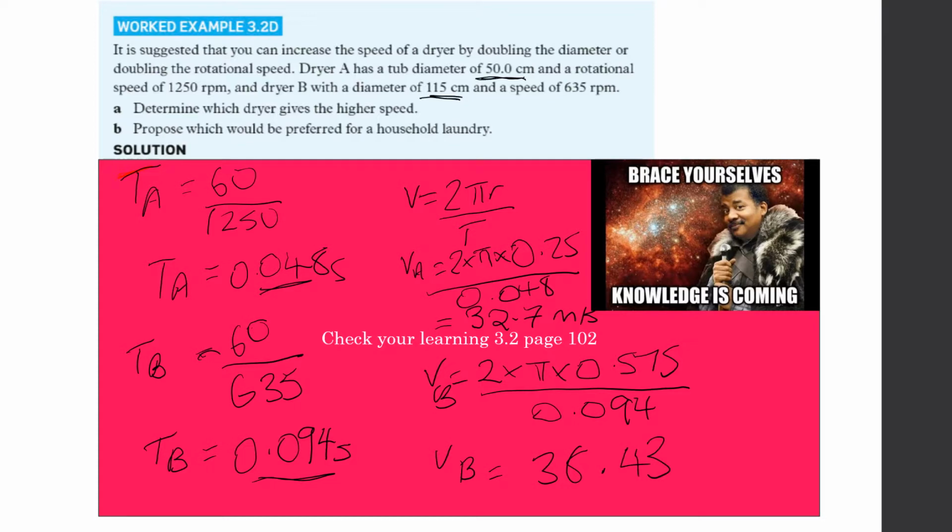So now we think about what does that mean about the dryers. So the dryers have roughly the same average speed or tangential speed. If the speeds were different, the dryer with the faster tangential speed would dry the clothes more, but it might cause more creases. One thing in terms of the diameter, a diameter of 115 centimetres might not be very practical for a dryer. It wouldn't fit in a lot of laundries. So I think usually you would find a much smaller drum than that. So we'd go with a higher rev per minute.